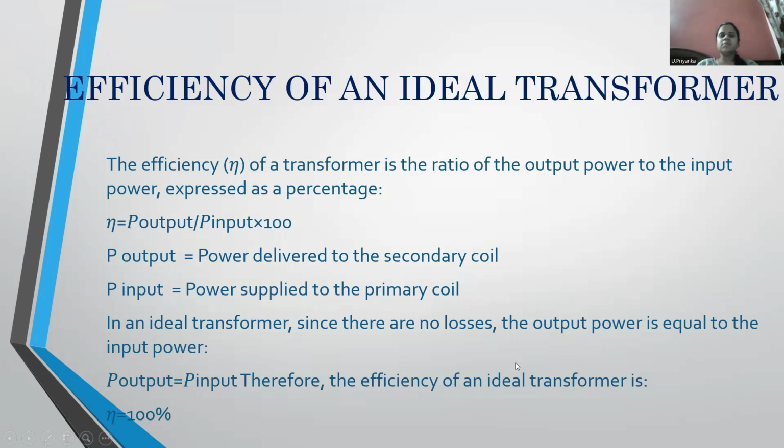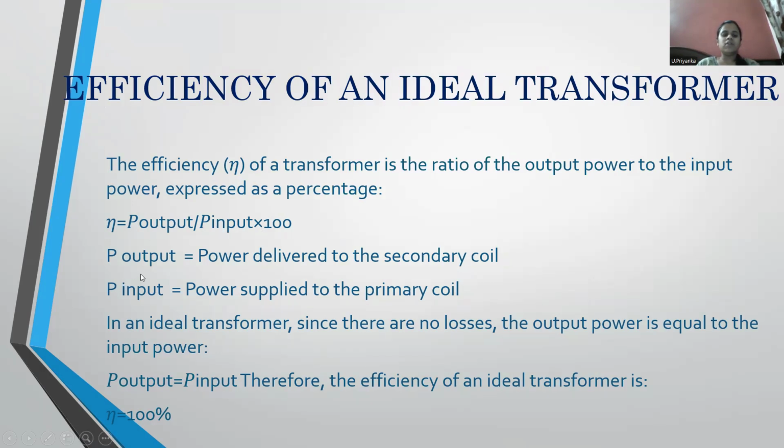Now, let us discuss the efficiency of an ideal transformer. The efficiency of a transformer is nothing but the ratio of output to input power expressed as a percentage. So the efficiency equals the output power by the input power into 100.